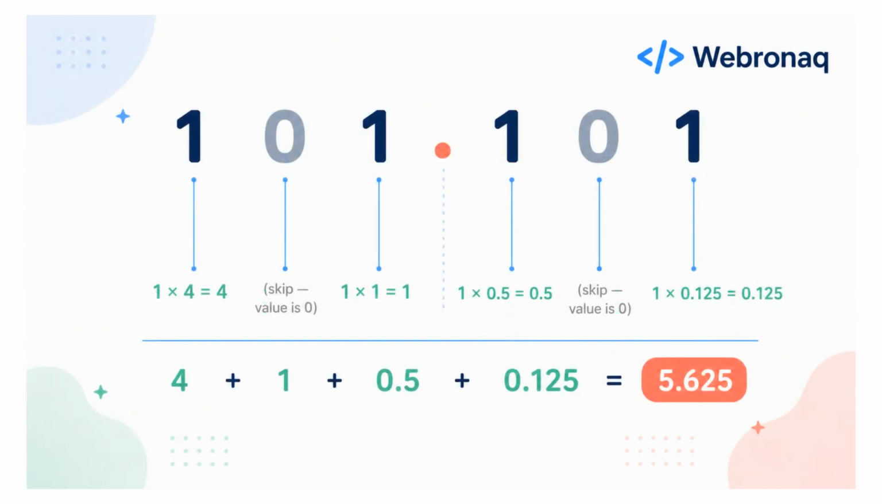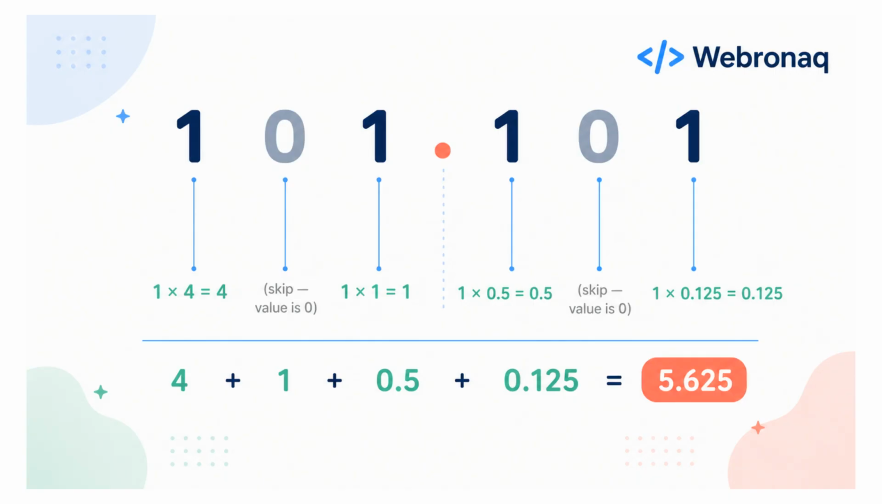All right, let's actually read a binary fraction. Take this number, 101.101. The rule is simple. We just look at every digit that's a 1, multiply it by its place value, and add them all up. The zeros we can skip, because anything times 0 is 0. So starting from the left, we've got a 1 in the 4's place. That gives us 4. Skip the next 0, then a 1 in the 1's place.